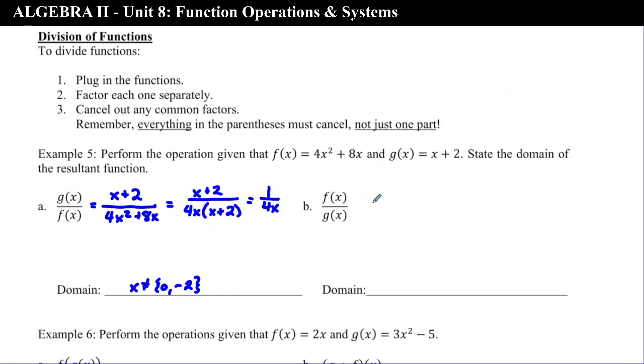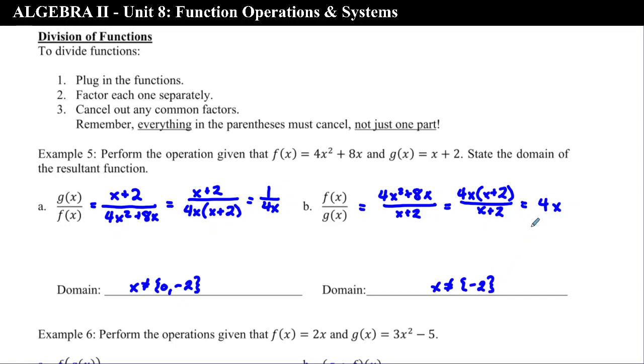For b, we have just the flip. We've got 4x squared plus 8x on the top, x plus 2 on the bottom. It factors just the same. The 4x comes out of the top, and the x plus 2's still cancel, but now our result is 4x. This time the domain only has to exclude the negative 2, because we ended up with the two pieces on the top rather than on the bottom.